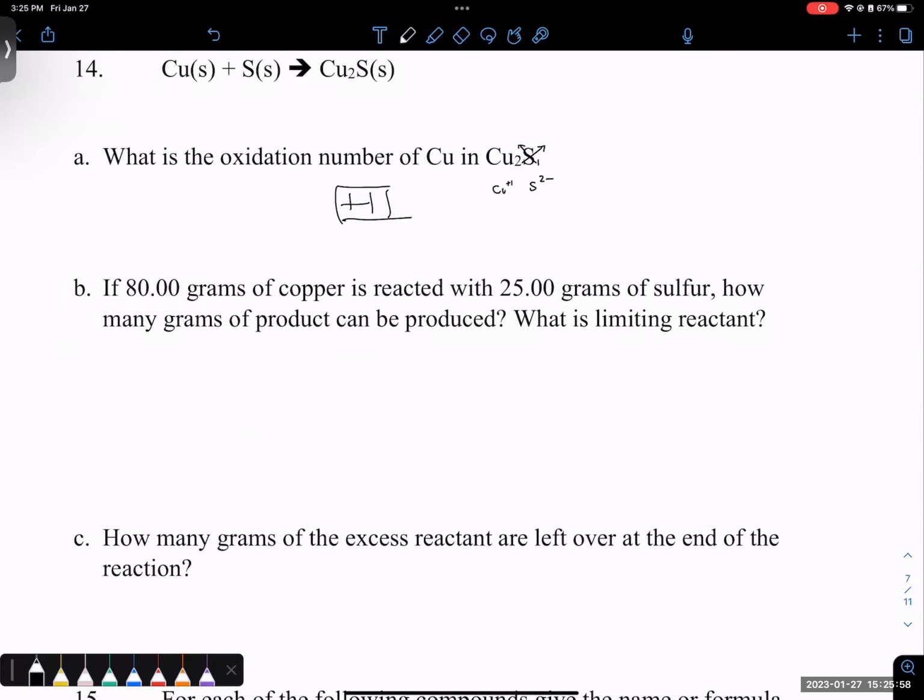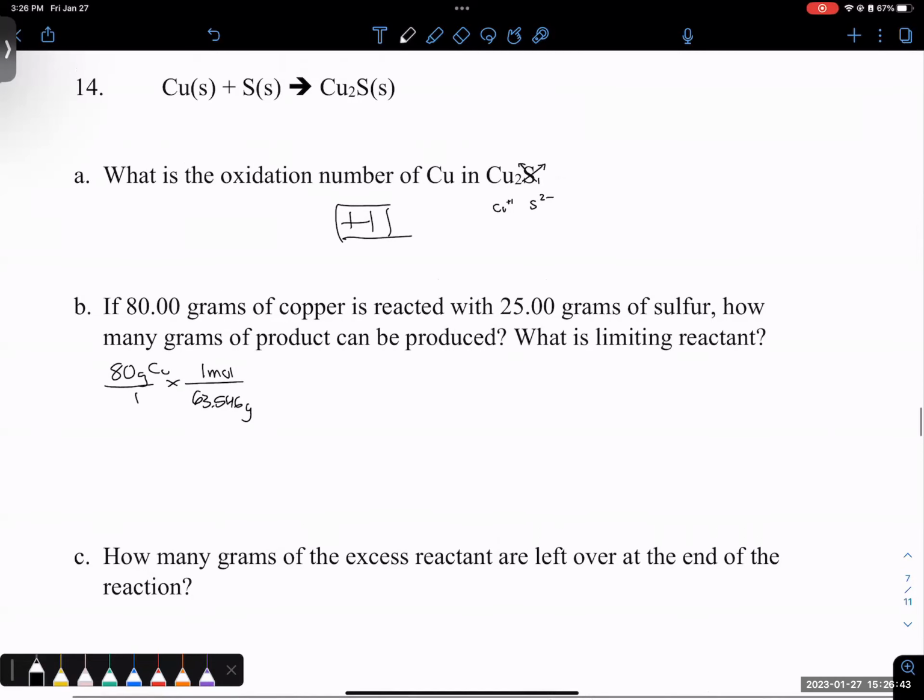If 80 grams of copper is reacted with 25 grams of sulfur, how many grams of product can be produced? What is the limiting reactant? Let's see. What do we start with here again? Which one do you want to start with? It doesn't matter. Copper? Okay. So we take 80 grams of copper. What's the next step after this? What do we do? So the molar mass of copper is 63.546 grams per 1 mole.